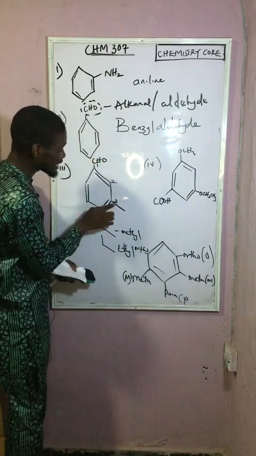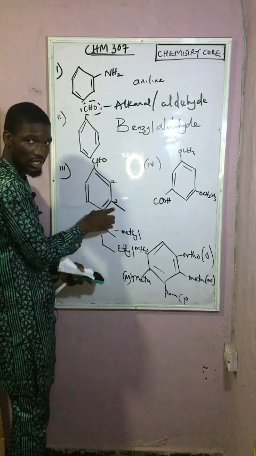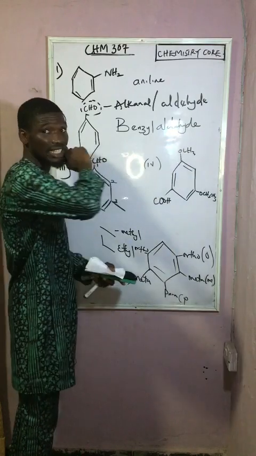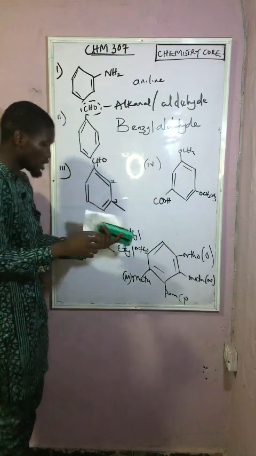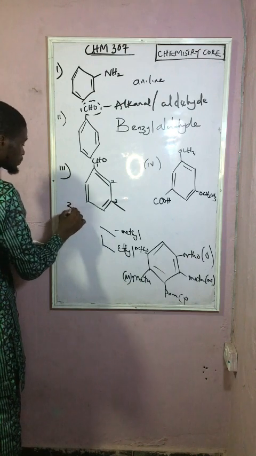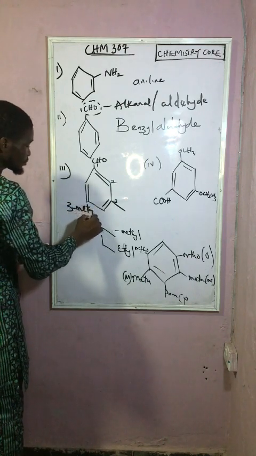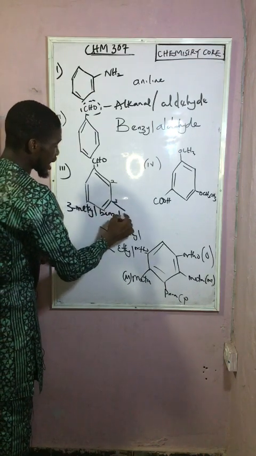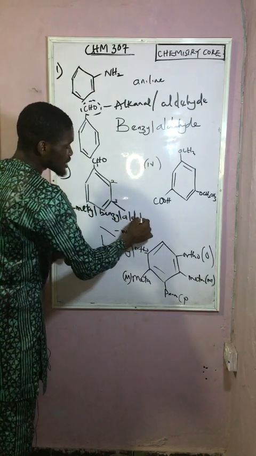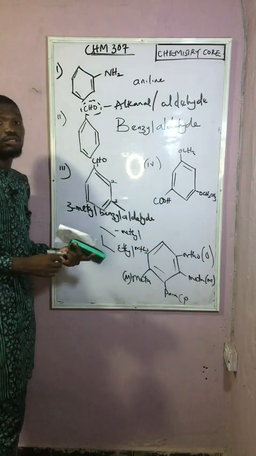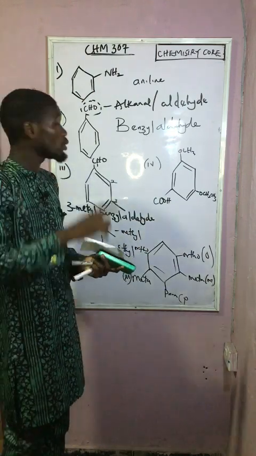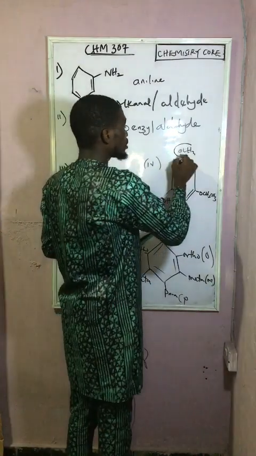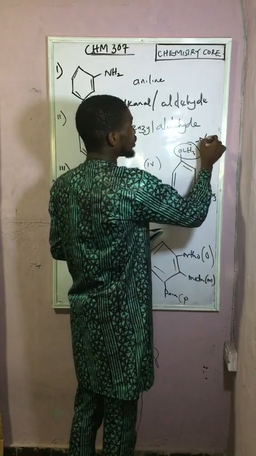If we are to name this now, 3 is attached to methyl, and don't forget the parent's name. If methyl is not attached to it, it's called what? Benzaldehyde. But with methyl being attached to this place now, that 3 will be what? 3-methylbenzaldehyde. Some call it benzyl aldehyde. It works like that too, but don't forget the way I picked the naming. So for this now, if we are having this, OH is the family of what? Oxy.